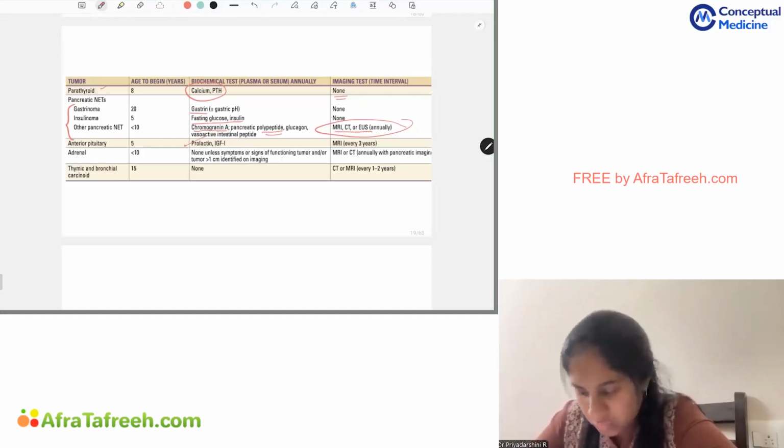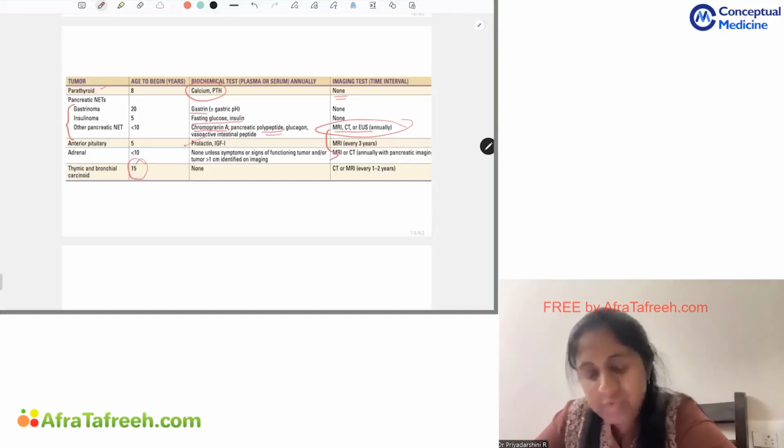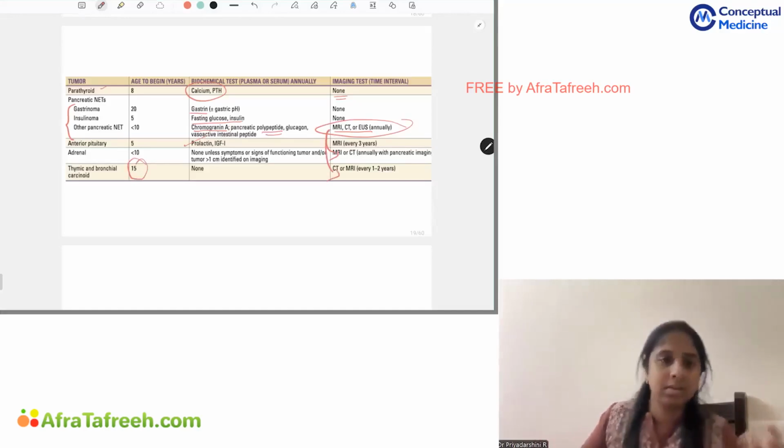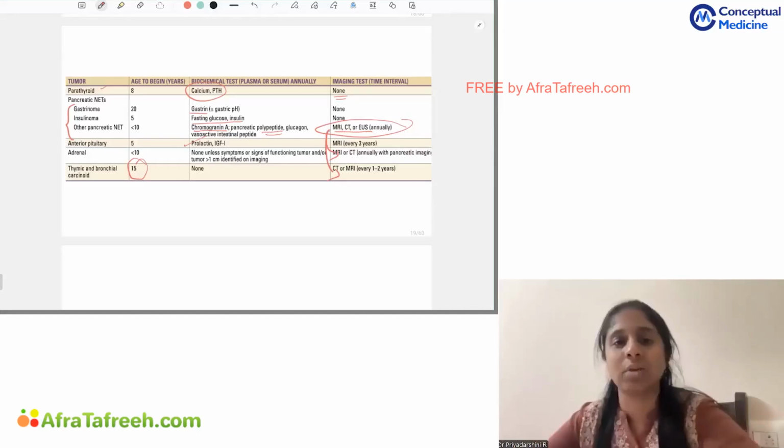And for adrenal, usually we don't see anything. We do an MRI and CT for pancreatic polypeptidoma detection. That time only we look into the adrenals also. For carcinoid, generally if they have symptoms only we usually see. Otherwise, in the same CT and MRI, we generally go for a screening CT and MRI. And in that we see whether there are any carcinoid manifestations also.